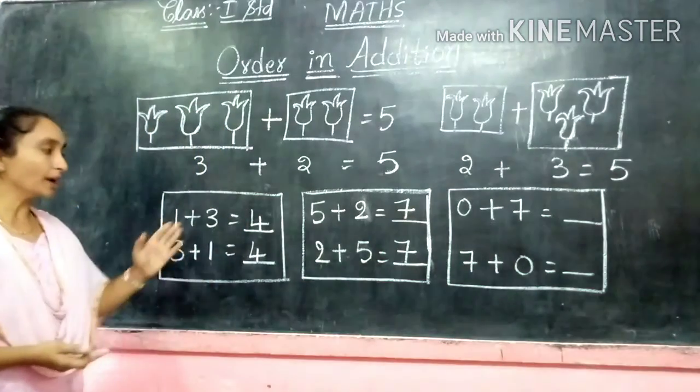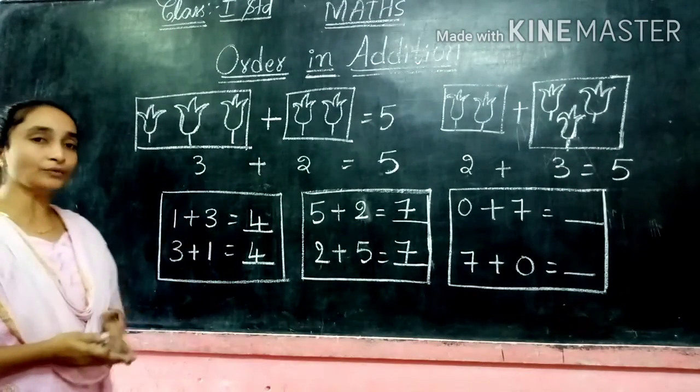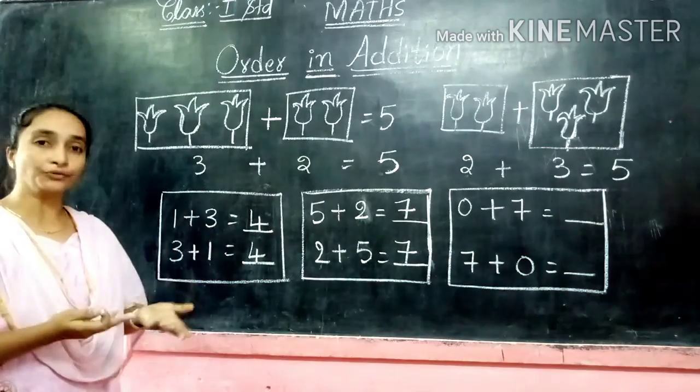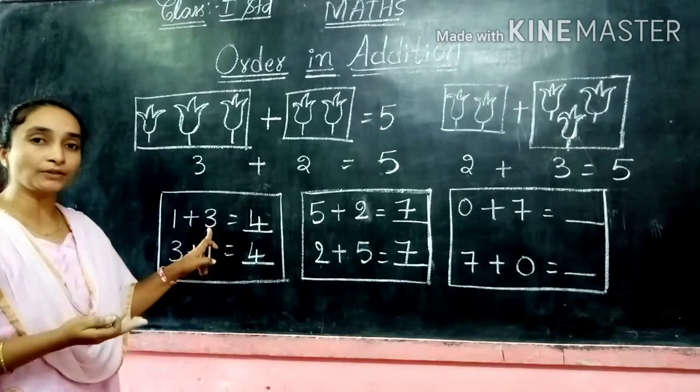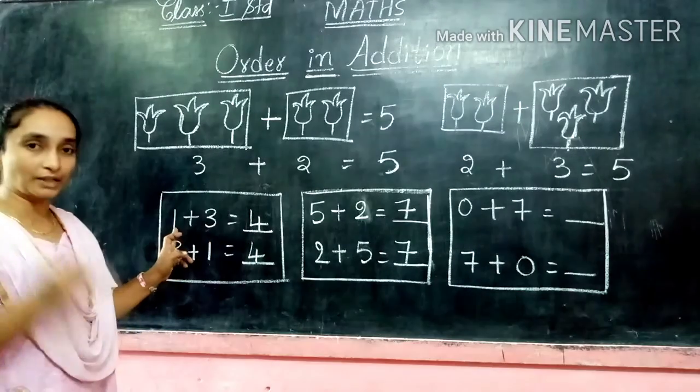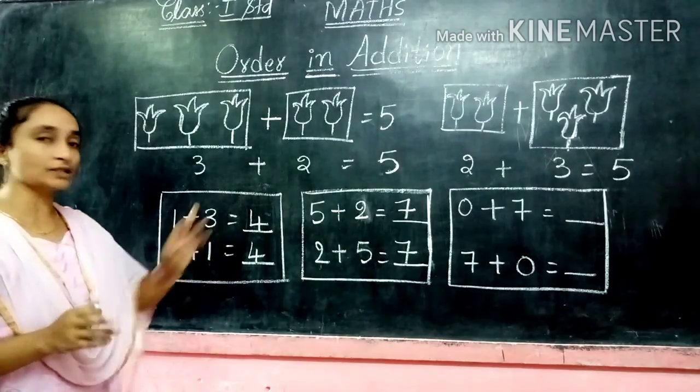Here we are adding 1. Adding 1 means the number that comes after. So here, 3: after 3, which number comes? 4. So by adding 1, 3 plus 1 is equal to 4.